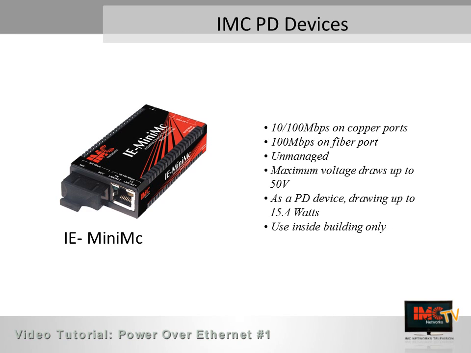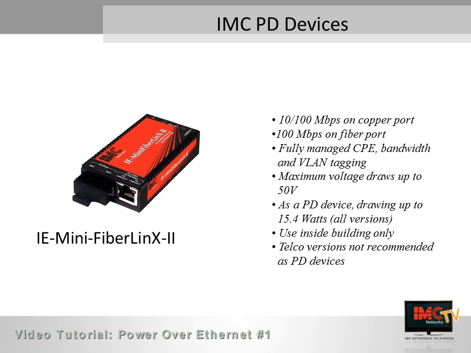IMC Networks offers 3 models of PD devices. The first one is the IE Minimic. It's an unmanaged device offering a 10-100 copper port to 100 full duplex fiber. As a PD device, it's going to be a Type 1 and draw up to 15.4 watts.